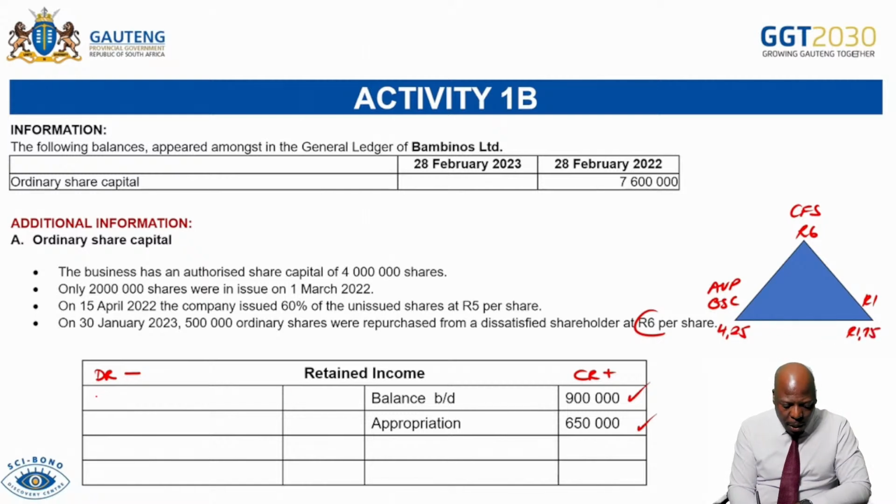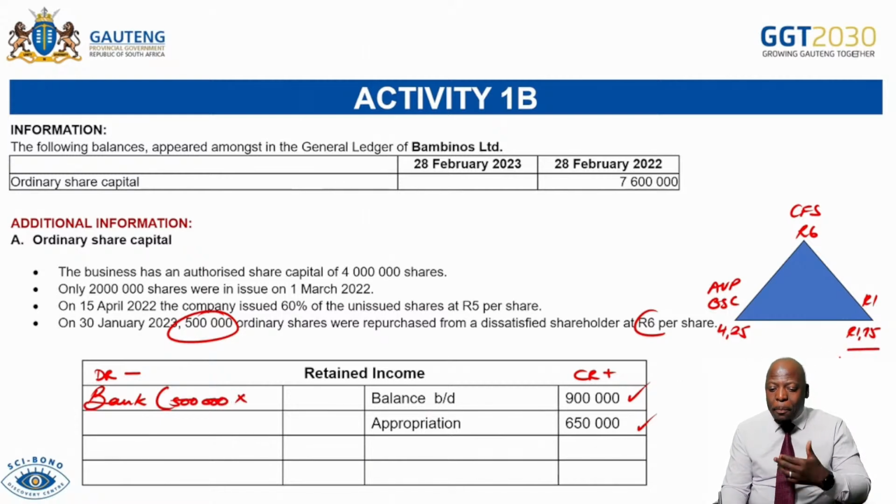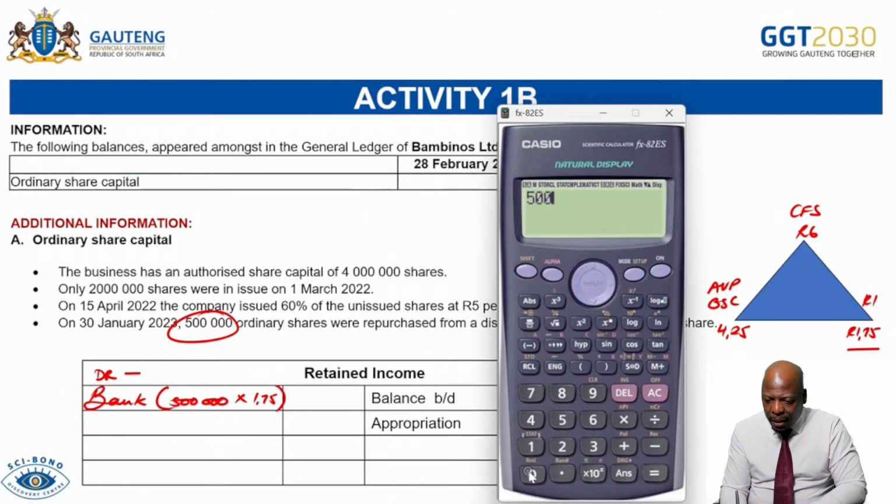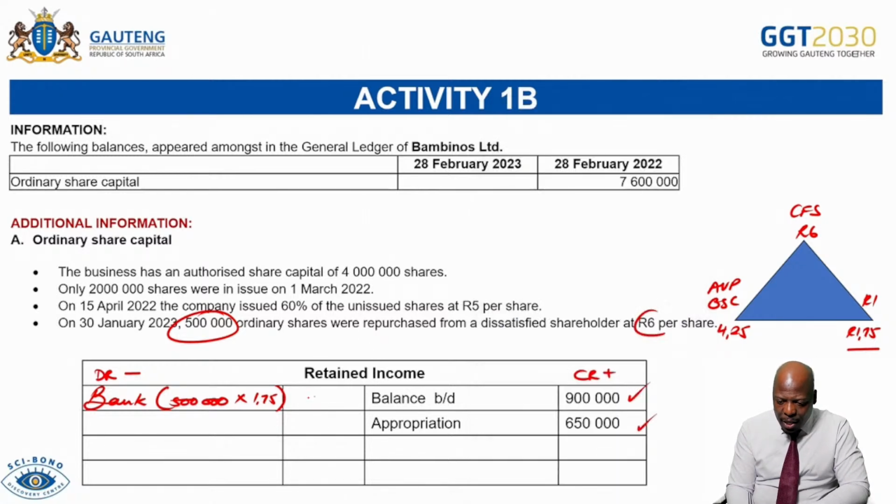So I'm going to come here and I'm now going to say bank. And then I'll say, how many shares did we buy back? We bought back 500,000 shares. And what amount did we pay above the average price? Above the average price, that is your 1.75 Rand. So I'll come here now and I'll say, my calculator, it is going to be 500,000 times 1.75. And then I end up with 875,000. So you have 875,000 over there.